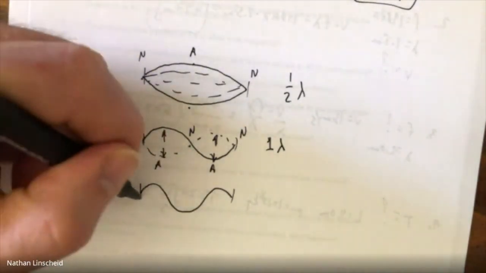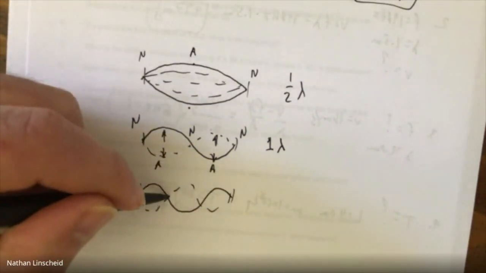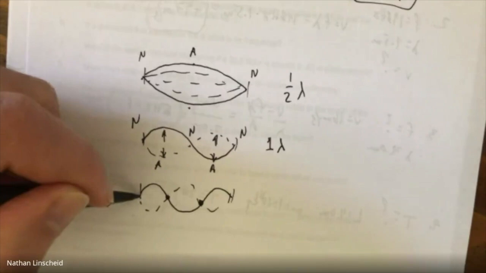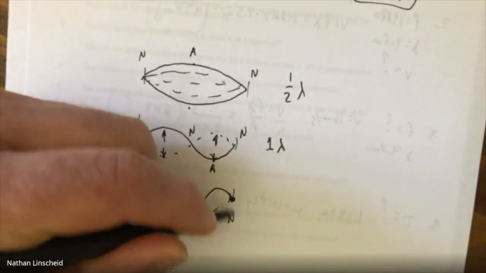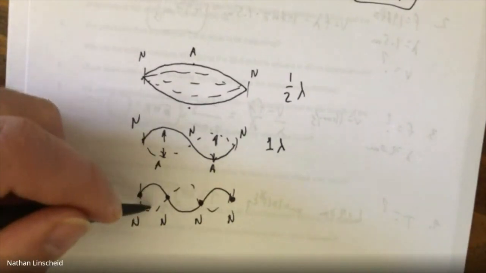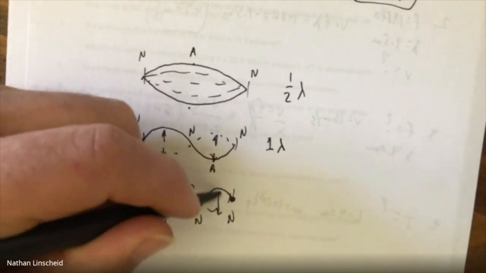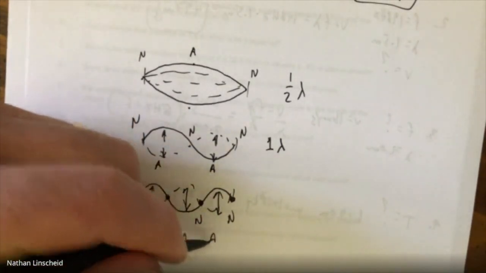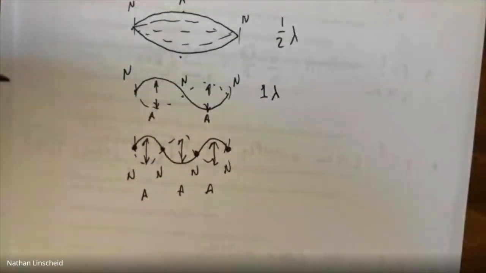And so that's going to reflect back. And again, the whole time what you're going to see is these areas here not moving again. So that's going to be node, node, node, node. And here I have these areas again of maximum displacement. Those are antinodes. Now notice you always have one more node than you do antinodes.